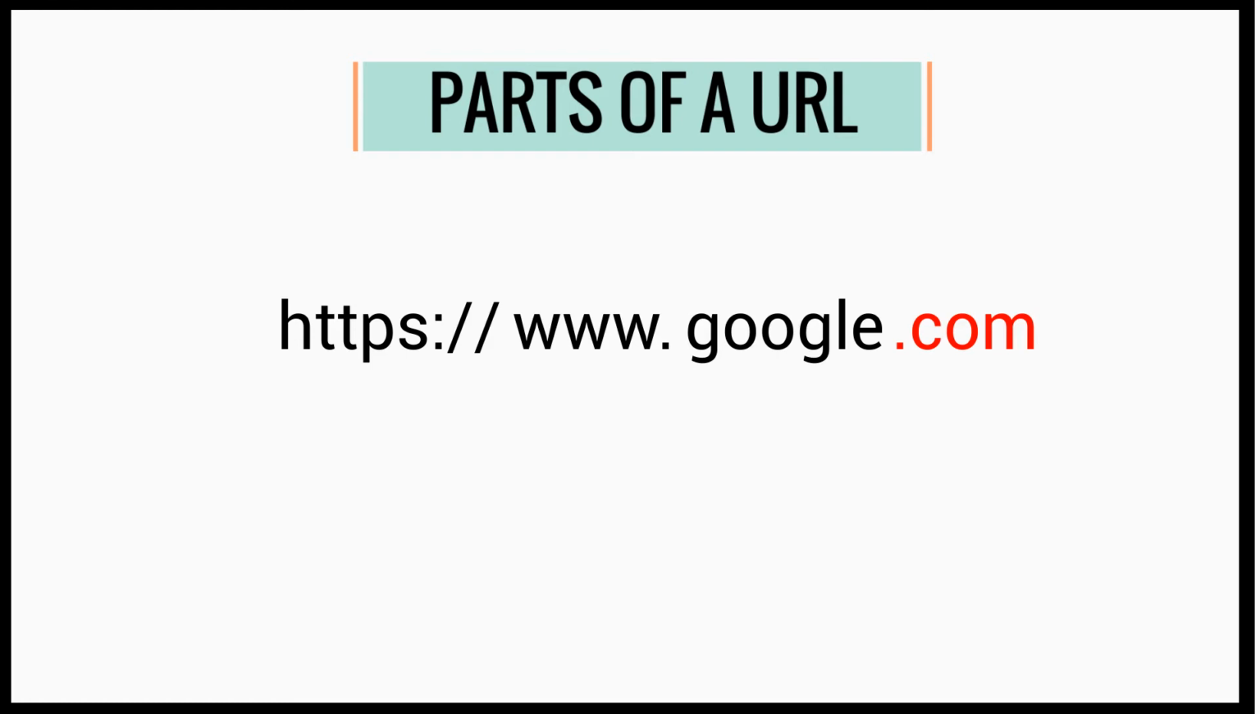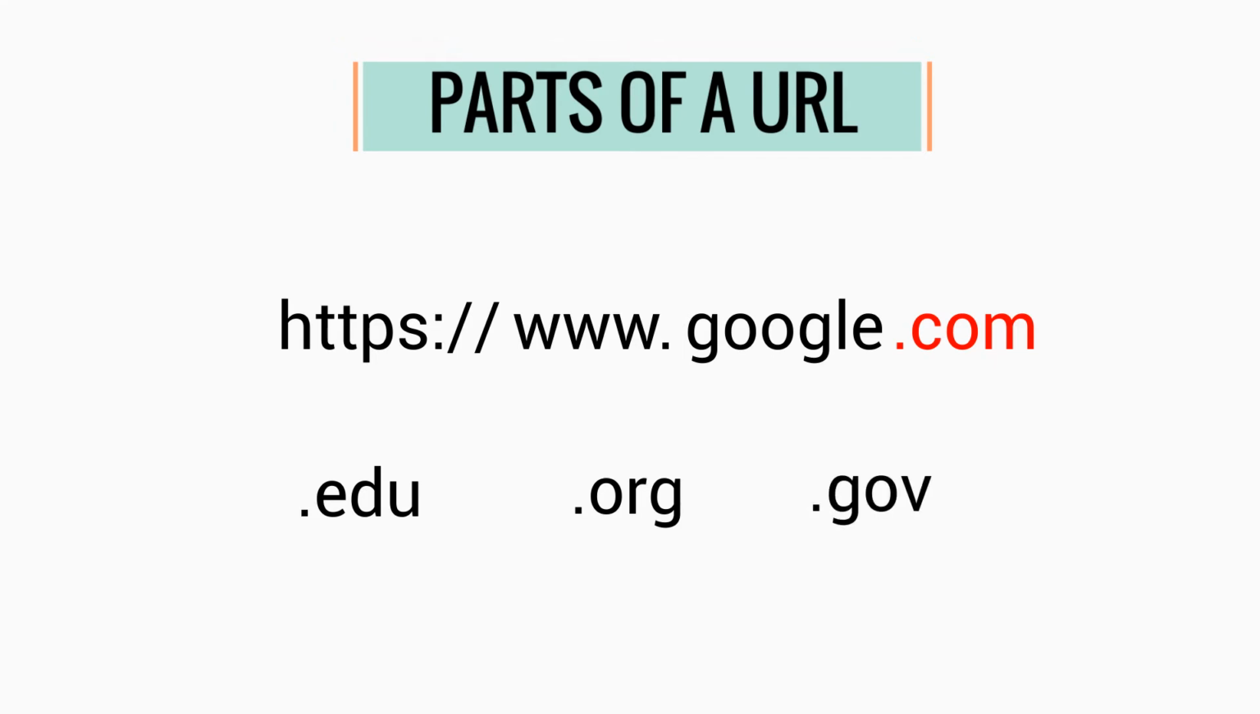.com is for commercial websites such as various stores, Google, YouTube, and many more. .edu is for educational institution websites such as high schools and colleges. .org is for nonprofit organizations like your local public library. And .gov for state, local, and federal government websites.